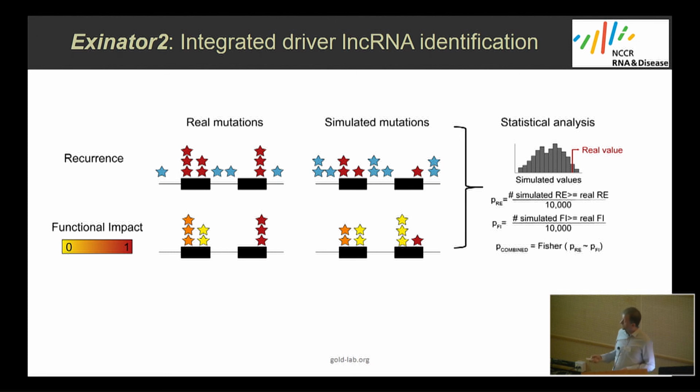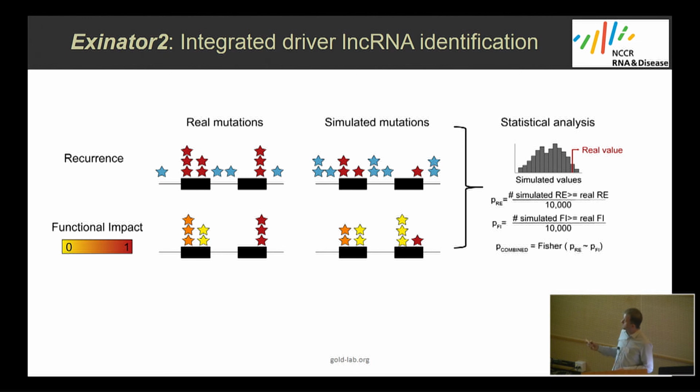So Anders wrote this software called Exonator 2. The first Exonator was used in these PCOG publications, which I'll tell you about at the end. Exonator 2 is the first approach we've got which actually integrates both of these different approaches, both the recurrence and the functional impact. In each case, it simulates the background expectation using intelligent randomization processes to simulate the mutational processes.